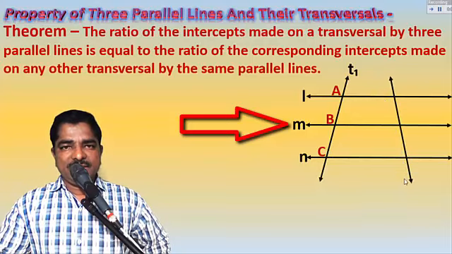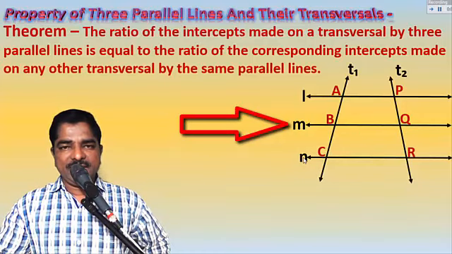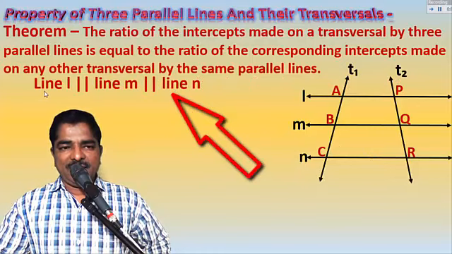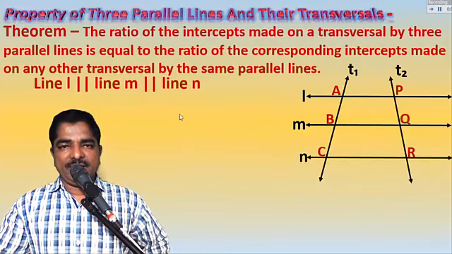Then we draw another transversal, T2. T2 intersects line L in point P, line M in point Q, and line N in point R. Line L is parallel to line M, which is parallel to line N. Since these three lines are parallel, we can use the theorem, the property of three parallel lines and their transversals.